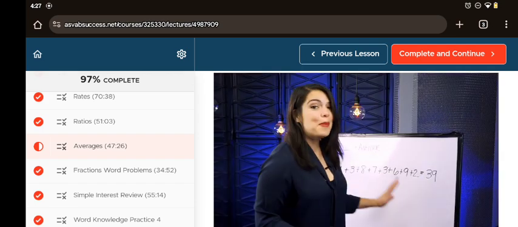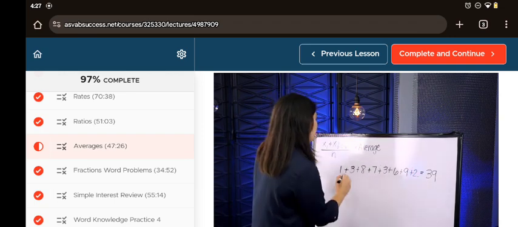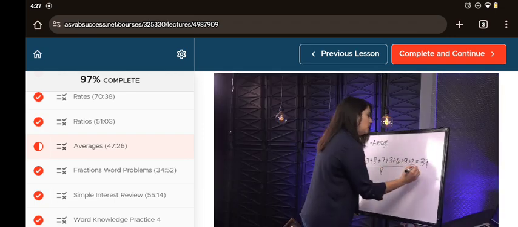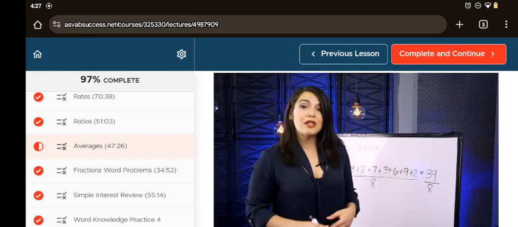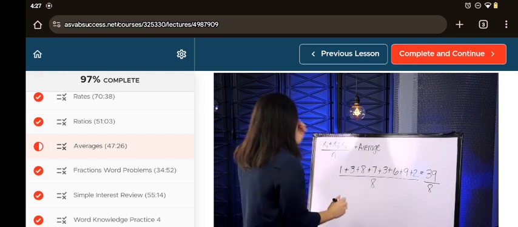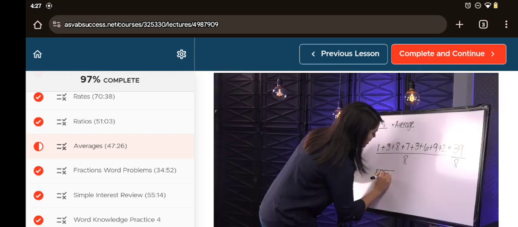The next step is to divide that by however many numbers we have. And in this case, we have 8 numbers. So we're going to divide the entire thing by 8. And we do the same thing over here. Now when we do that, we go ahead and we divide it on our own. Let's do it down here, okay? So 39 divided by 8.